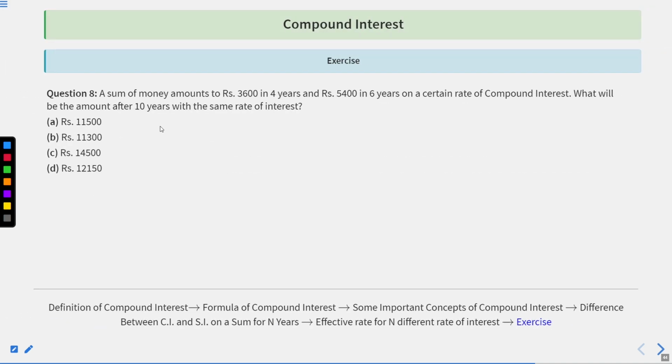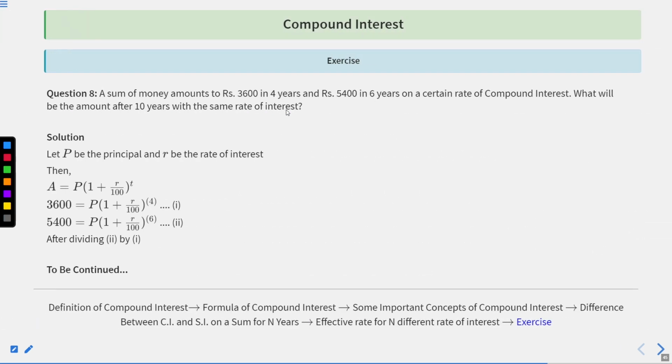Question number 8. A sum of money amounts to rupees 3600 in 4 years and rupees 5400 in 6 years on a certain rate of compound interest. What will be the amount after 10 years with the same rate of interest? Let us have a look over the solution.